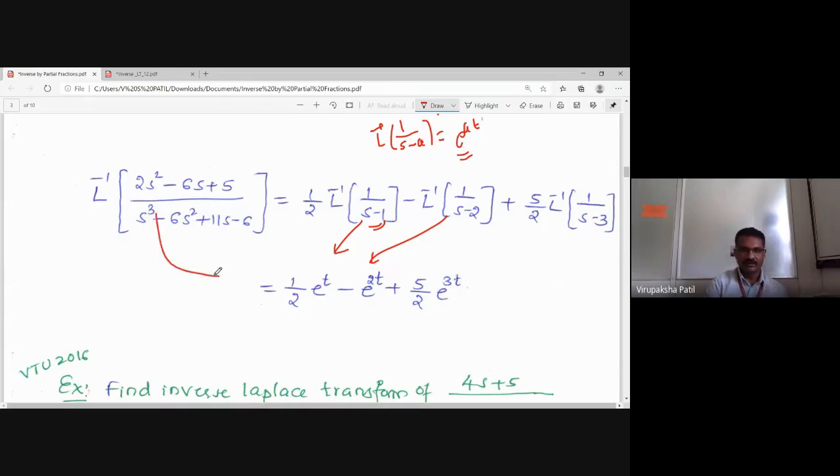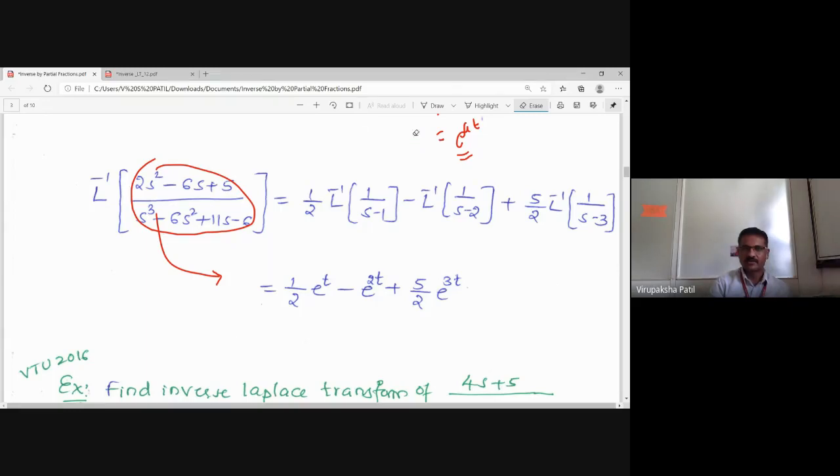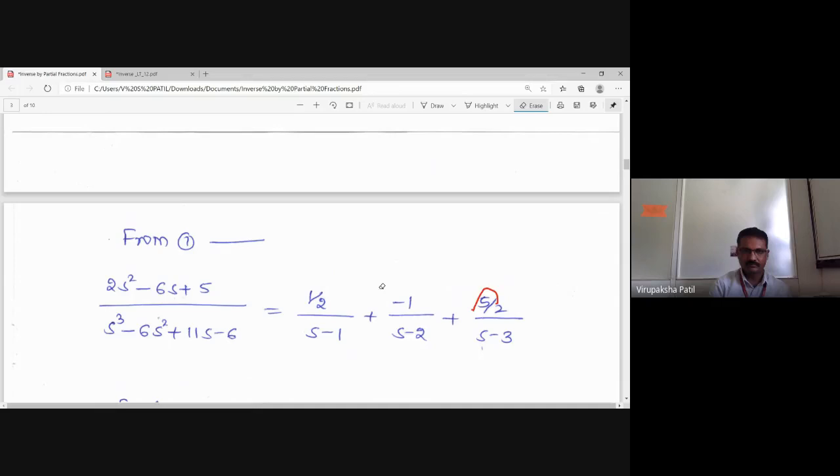Therefore L inverse of this quantity, the given function f bar, is 1 by 2 times e to the power t, minus e raised to 2t, plus 5 by 2 times e to the power 3t. Is that clear? This is your final answer. This is one of the very important examples as far as your VTU examinations are concerned. Is that clear? Dear friends, is that clear? Yes, sir.